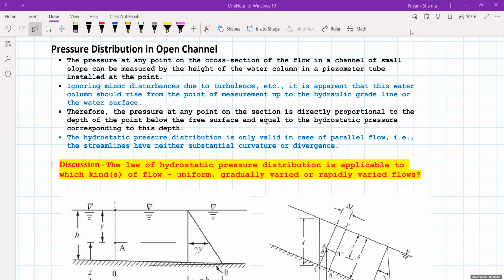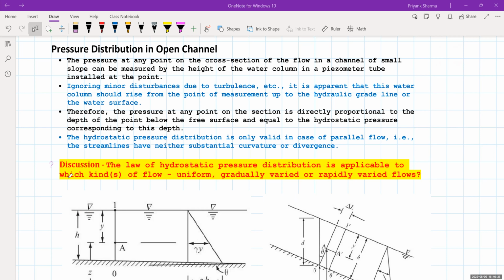Now usually the atmospheric pressure is taken as a reference, so that value is taken as 0, because with respect to that we measure the other pressures. So the pressure at your free surface in an open channel is considered to be 0. And usually the distribution of pressure in an open channel is driven by the acceleration due to gravity, because gravity is a predominant force in case of open channels.